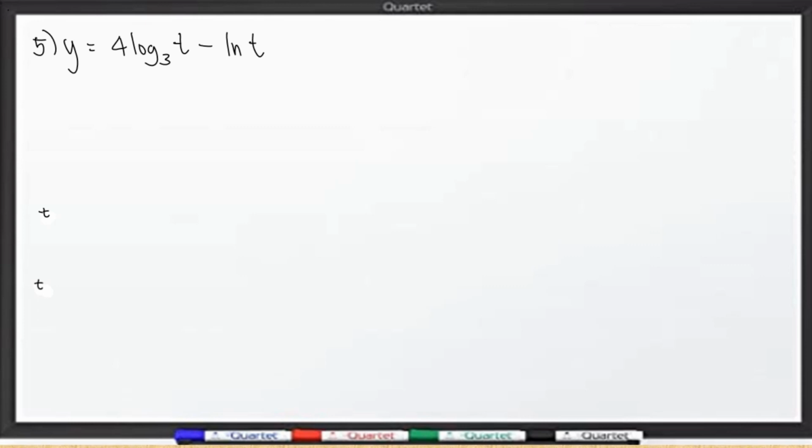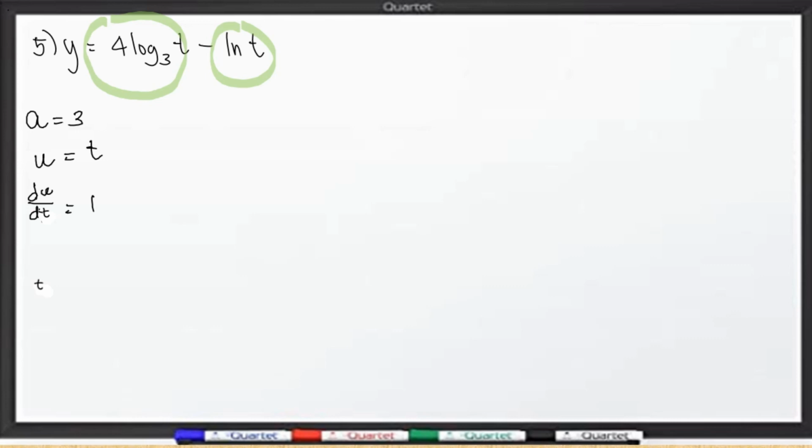We have example number 5, or we can say this is example number 19. We have y is equal to 4 logarithm of t to the base 3 minus ln of t. We can treat this problem as two separate parts. This is part 1 and this is part 2. And for part 1, we say a is 3, which is the base, and we have u as our t, and then we have du over dt is equal to 1.